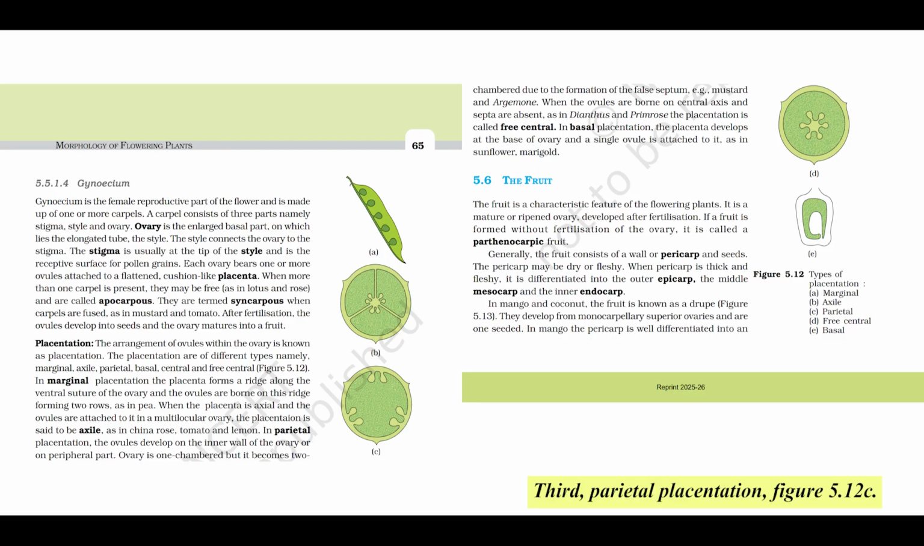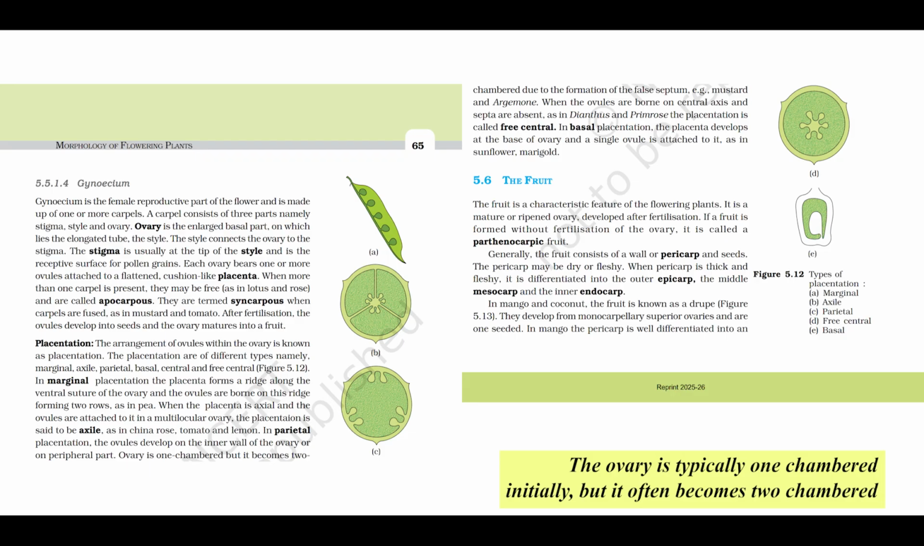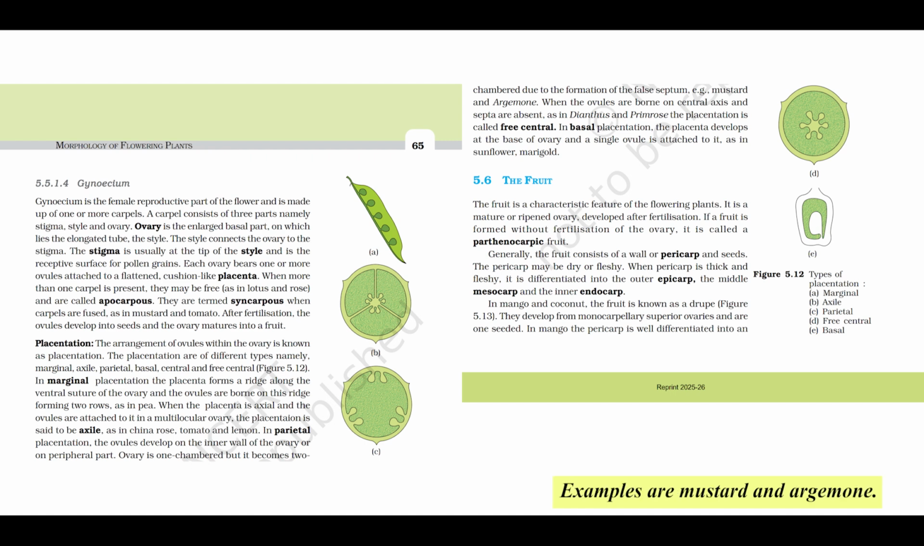Okay. Third, parietal placentation, Figure 5.12c. In this case, the ovules develop on the inner wall of the ovary or on the peripheral part. The ovary is typically one-chambered initially, but it often becomes two-chambered due to the formation of a false septum, a partition that isn't a true carpellary wall, but an outgrowth that divides the cavity. Examples are mustard and argemone.